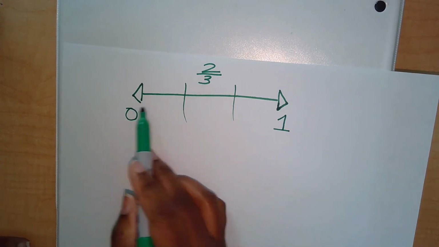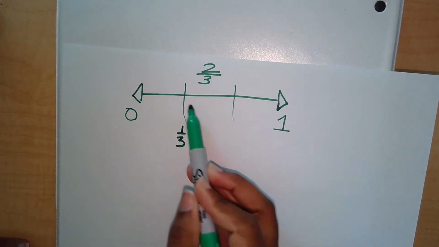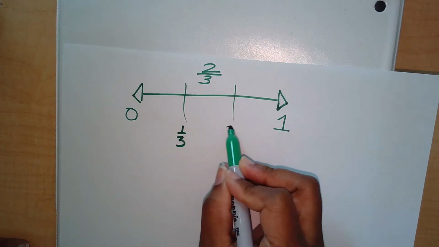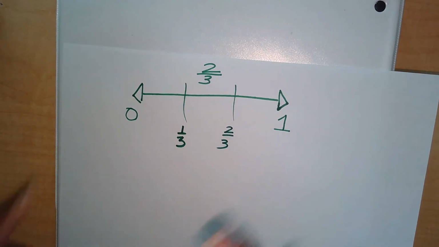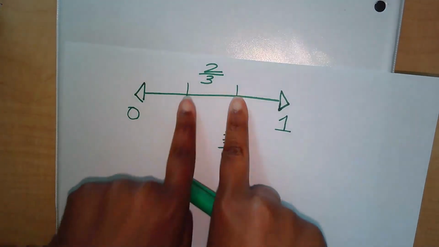So from here to here, this is only 1/3. From here to here would be 2/3. If you notice, it's just counting 1, 2, 1, 2.